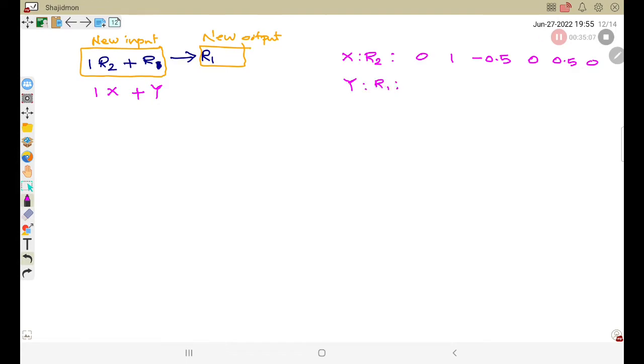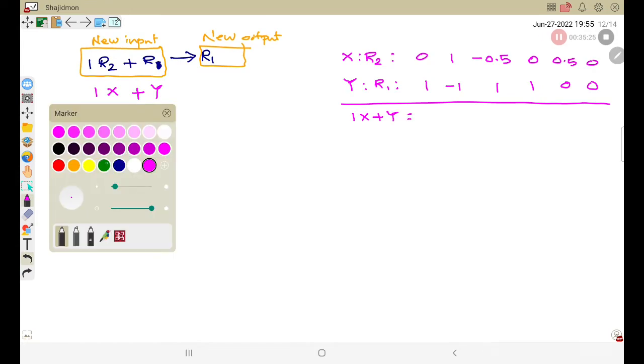It is easy when we are using the calculator. What is the first row? 1, minus 1, 1, then we will get 1, 0 and 0. Now calculate 1 multiply x plus y, correct? x plus y, that is x plus y.